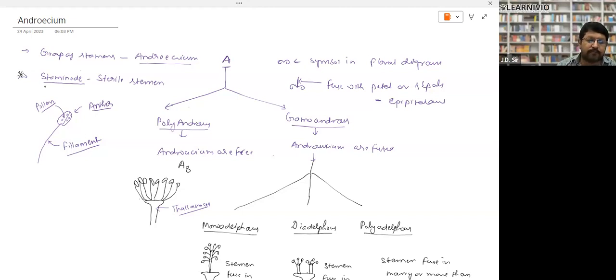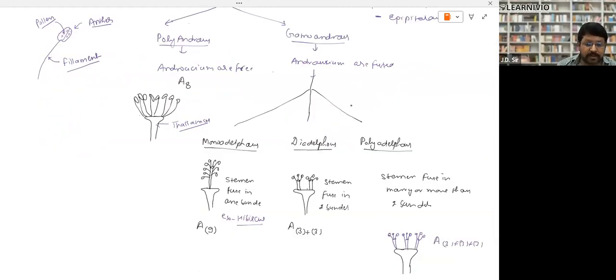Polyandrous means androecium are free. All stamens are free from each other. Polyandrous, right? And like we'll count 8, 9, 10, whatever it is, we'll write it down. Then gamoandrous, where stamens are fused. Gamoandrous may be of 3 types. Monoadelphous, where all stamens will be fused into one bundle. Example, hibiscus. Remember the example. Diadelphous, stamen fused in 2 bundles, right? Polyadelphous, stamen fused in more than 2 bundles, right? That is called polyadelphous.